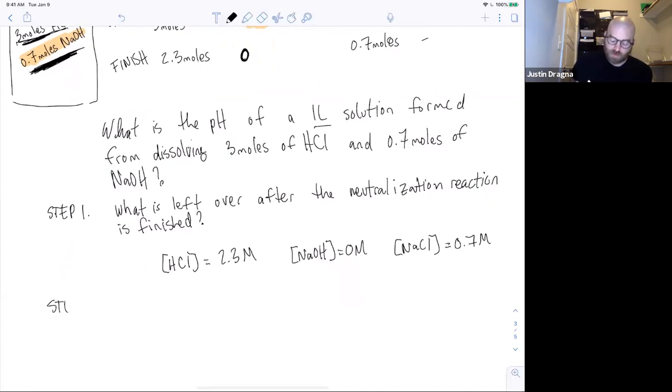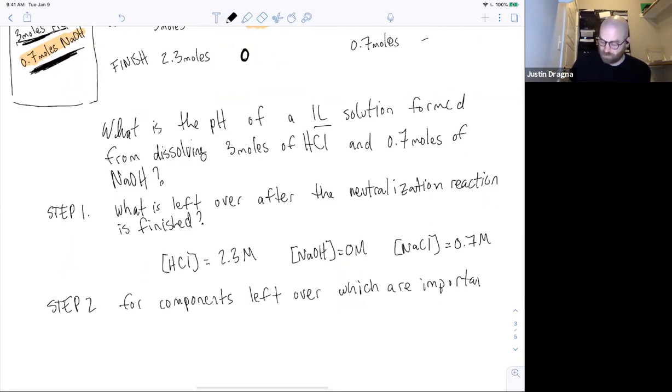And then I think step 2 is probably just looking at the components left over, which are important to pH. So remember, the pH is all we're ultimately trying to figure out.